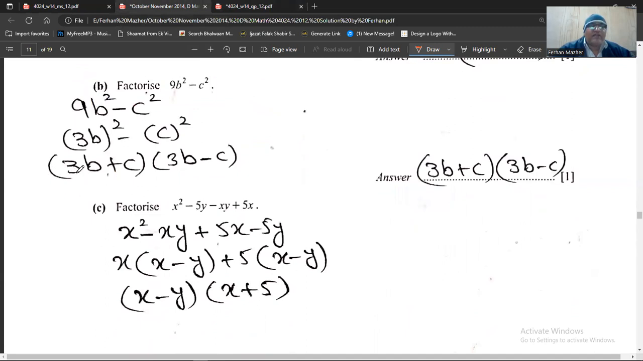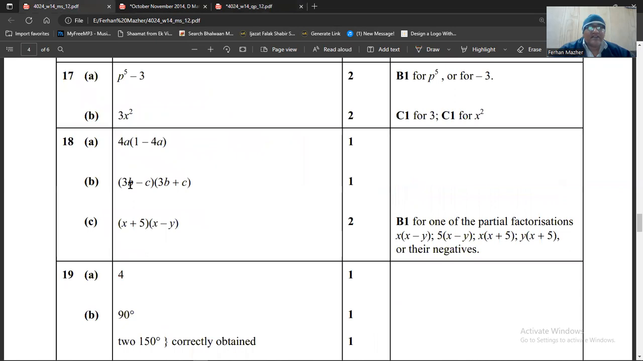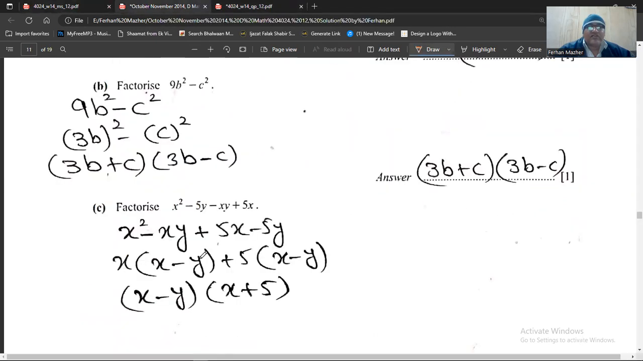In one bracket, I will write the first term plus the second term. In the other bracket, I will write first term minus the second term. So 3b plus c into 3b minus c. That is our answer. So hopefully you understand. This is right. Our answers are right.